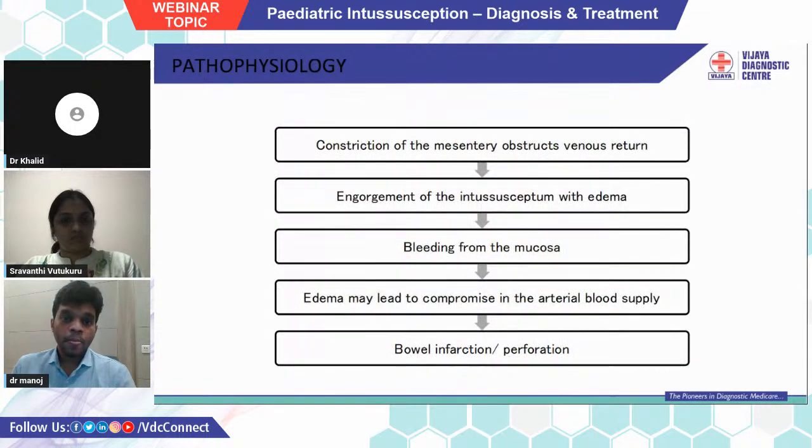What happens next is the mesentery gets constricted, and there is obstruction of the venous return. Because of that, there is edema of the intussusceptum, which is the inside part, and that leads to increased mucus secretion as well as bleeding. And because of the edema, there can be compromise of the arterial blood supply, which eventually leads to bowel infarction and eventually perforation.